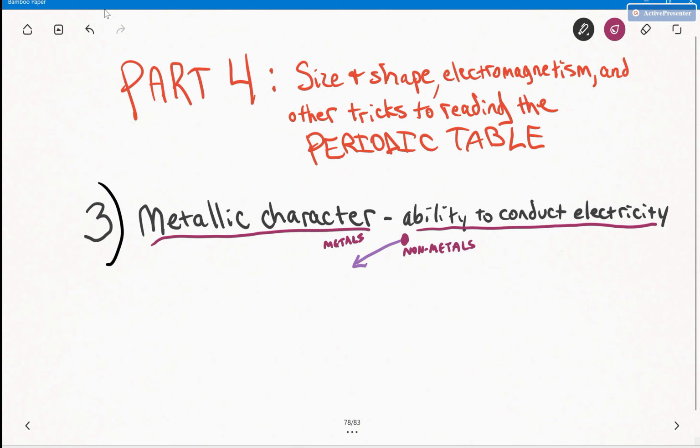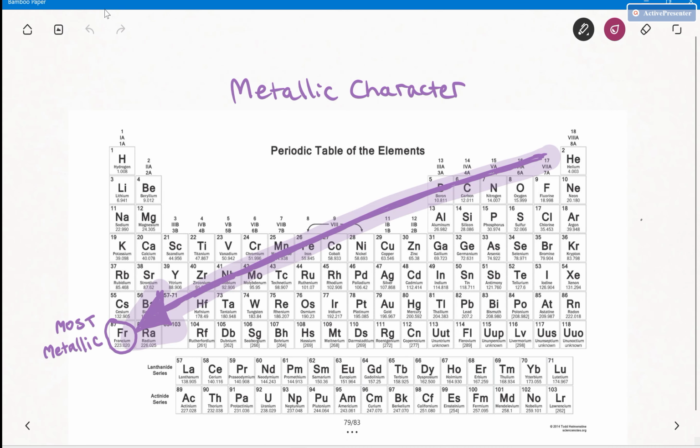And also the more you go down the column in the periodic table to the bottom, the more metallic character you're going to have. So that's going to look like this. See, the least is up here, least metallic, and then you go down into the left, and then you get to the most metallic. So this francium is going to have the most metallic properties. So this is going to be the best conductor of electricity. So best electricity conductor.